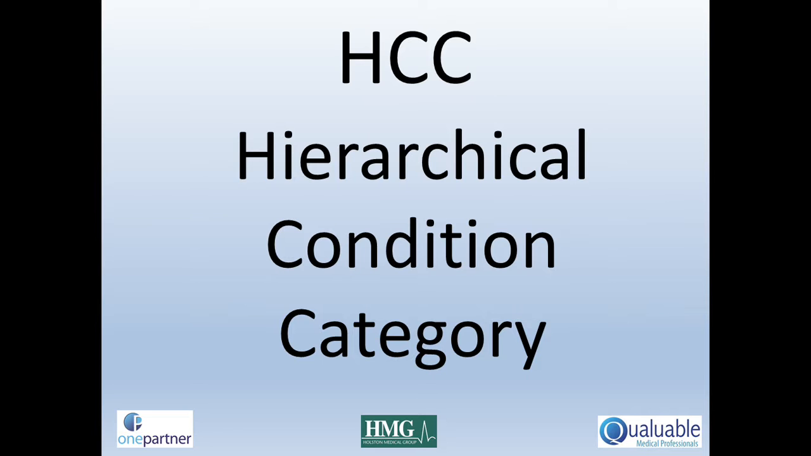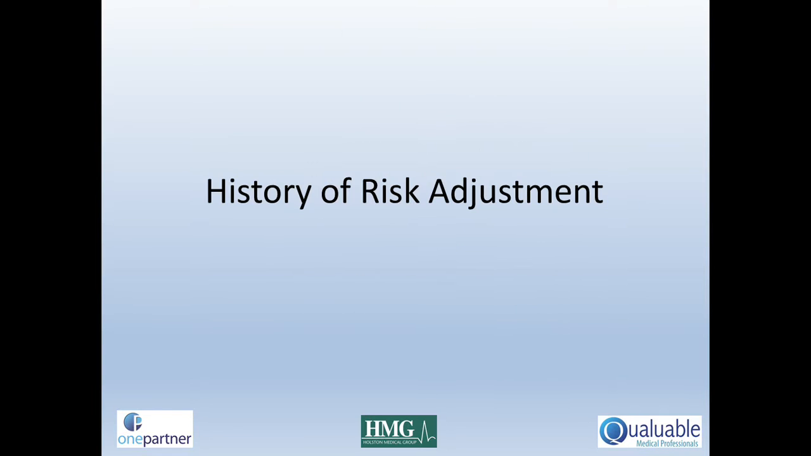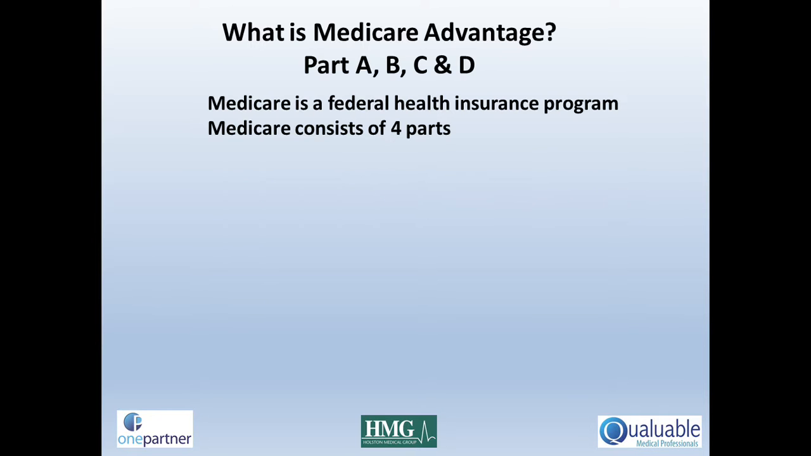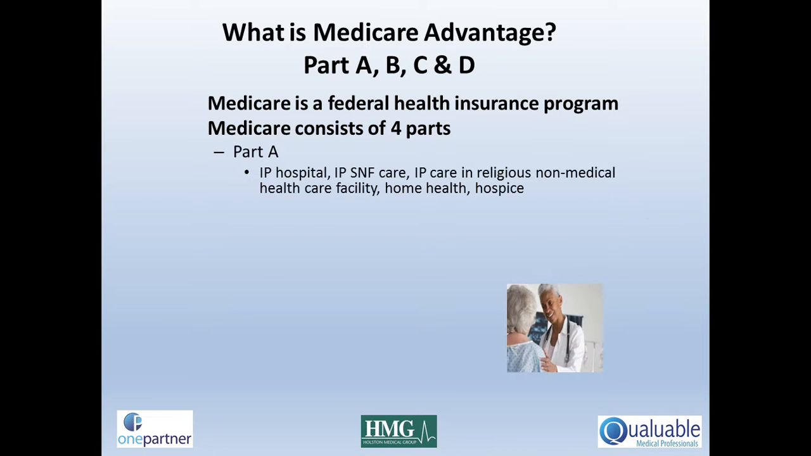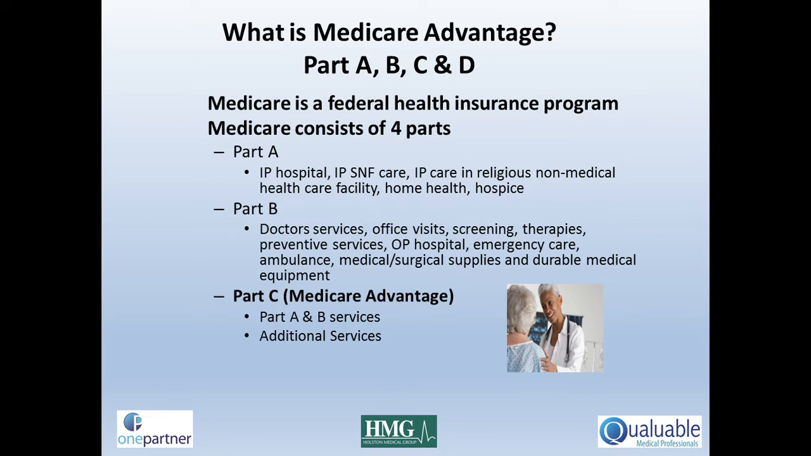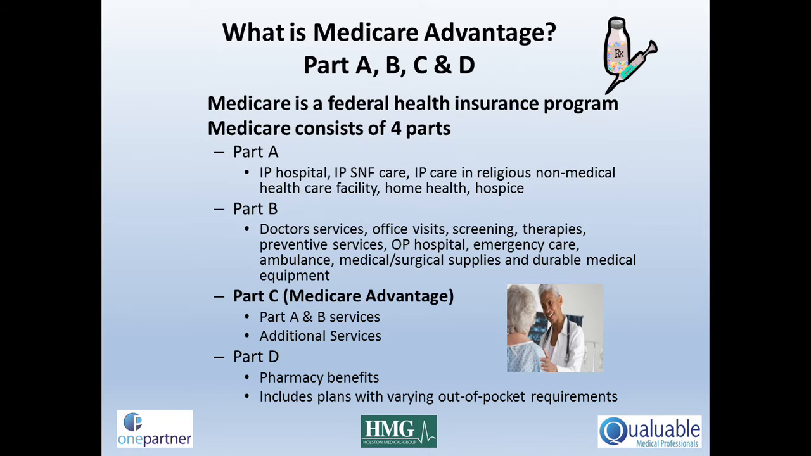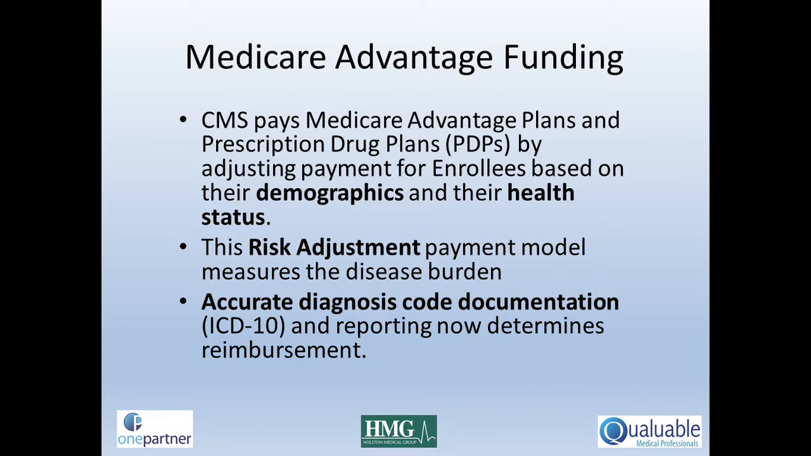HCC stands for Hierarchical Condition Category. This is a system of risk adjustment used by Medicare Advantage. In this video series, I will talk about the history of risk adjustment. I will also talk about Medicare Advantage and how it differs from regular Medicare. I will also look at how Medicare Advantage gets its funding. As you know, it is a combination of demographics and health status of the patients, and of course it uses the risk adjustment model of HCCs.